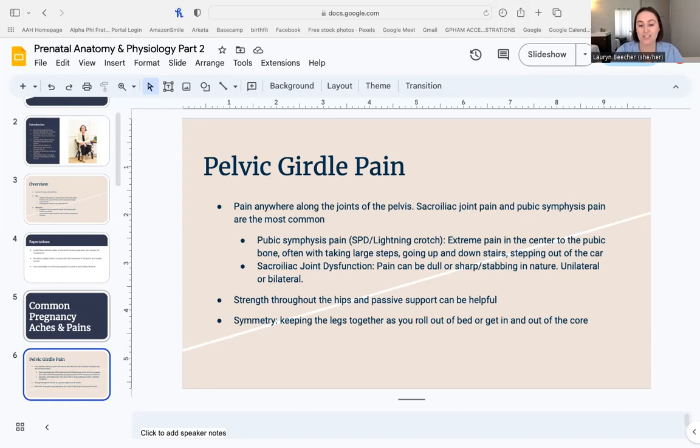With both of these conditions, something simple like keeping the legs together, not allowing the knees to fall out to the sides or taking a big step out to the side as you roll out of bed or get in and out of the car. That is a typo there. Get in and out of the car, not get in and out of your core.